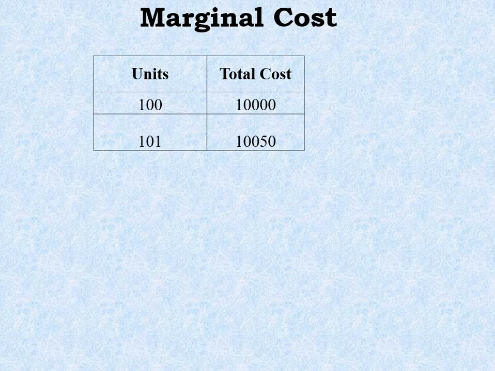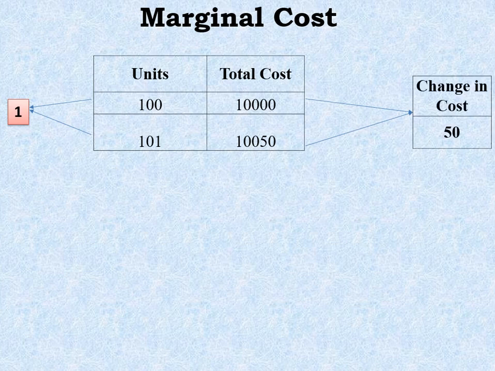Now if we make a very simple analysis, how much change in terms of units has come when the production level increases from 100 to 101 units? The change in terms of units is only 1, and in terms of total cost, the change that has occurred is rupees 50 only. Now what exactly is this change in cost? This change in cost due to change in the level of production is nothing but the marginal cost. Marginal cost in layman's language is nothing but the extra cost that a manufacturing unit has to incur because of the change in the level of production.